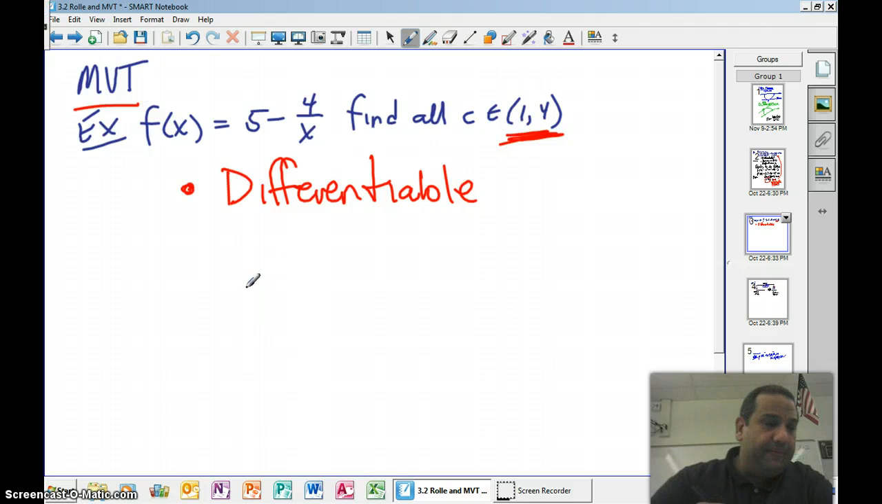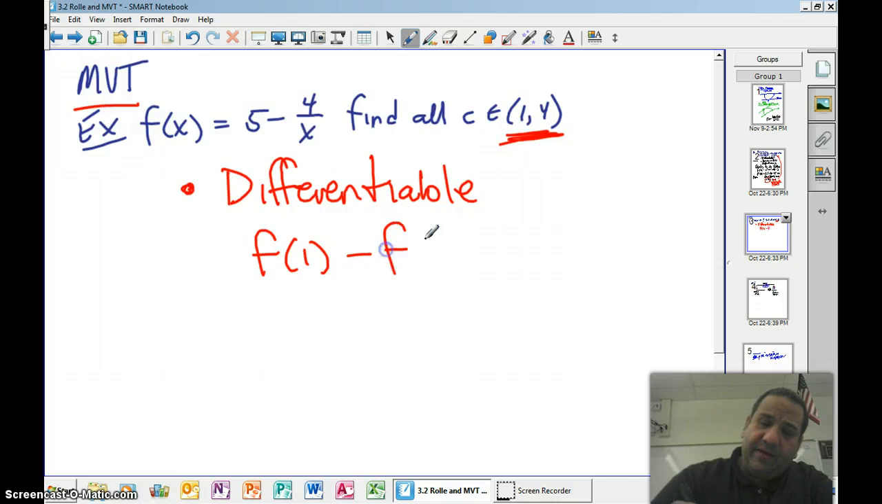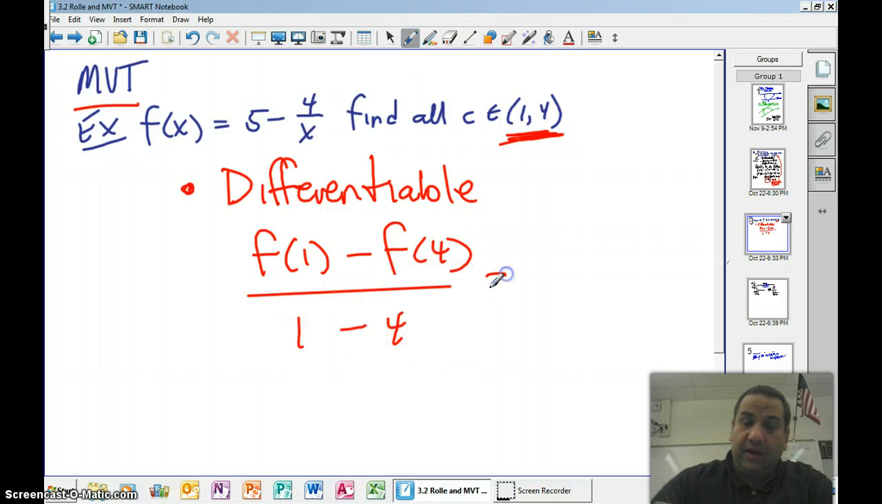So I'm going to get f of 1 minus f of 4. And I'm going to put it over 1 minus 4. So I'm going to get this guy equal to 1. That is the derivative. Okay? And I think you would know, because here's the deal. All right? Check this out.